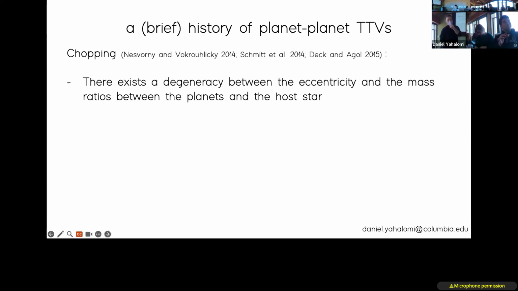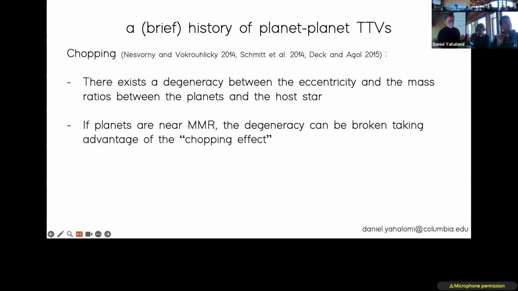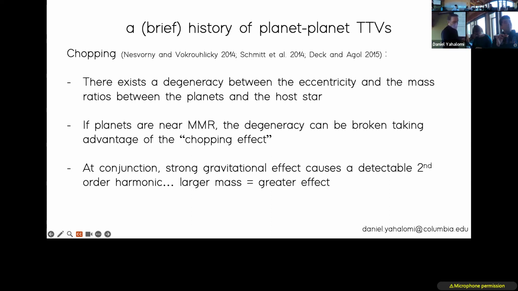Okay, the second effect for planet-planet TTVs is the chopping effect. Essentially, what was presented is that there exists a degeneracy between the eccentricity and the mass ratios between the planets and the host star. And if planets are near mean motion resonance, the degeneracy can be broken by taking advantage of this chopping effect, which is essentially that at conjunctions, when the planets pass each other and have their closest approach, you have a very strong gravitational kick. And so you get this chopping effect with a period equal to the synodic period, which is the period of these conjunctions.